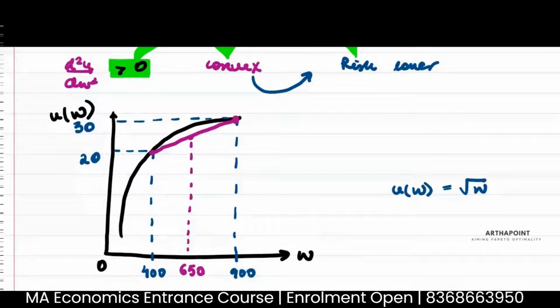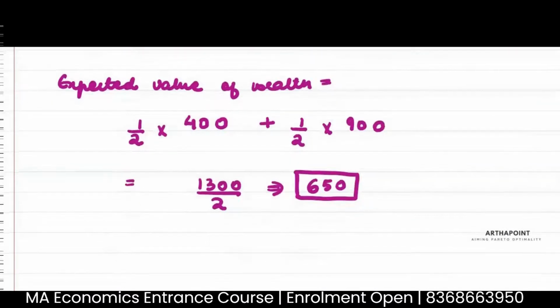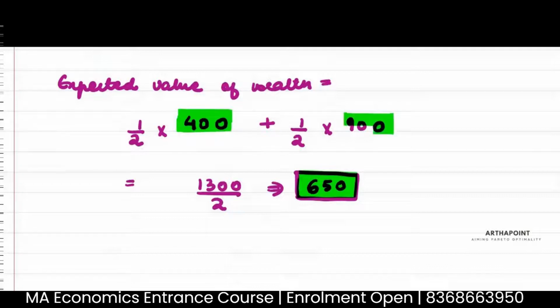This is the average of the line. Now, if I ask you that, when you played this gamble, on an average, you made 650. This is not the actual money you're making. Sometimes you will make 400, sometimes you will have 900. But if you keep playing, then over a long period of time, you will have 650 in your pocket.